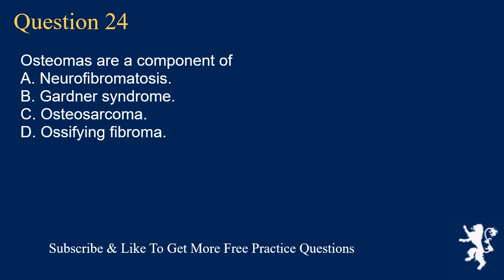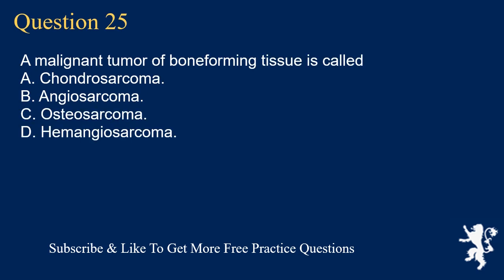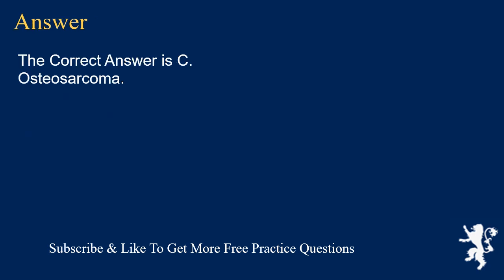Question 24. Osteomas are a component of A. neurofibromatosis. B. Gardner syndrome. C. osteosarcoma. D. ossifying fibroma. The correct answer is B. Gardner syndrome. Question 25. A malignant tumor of bone-forming tissue is called A. chondrosarcoma. B. angiosarcoma. C. osteosarcoma. D. hemangiosarcoma. The correct answer is C.